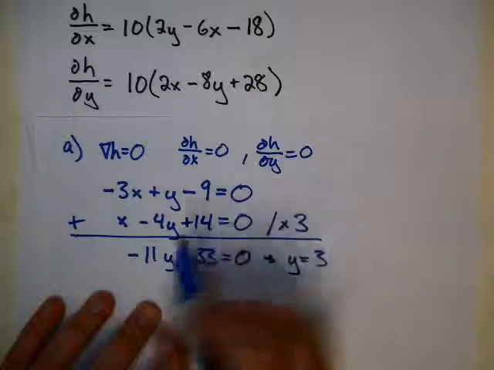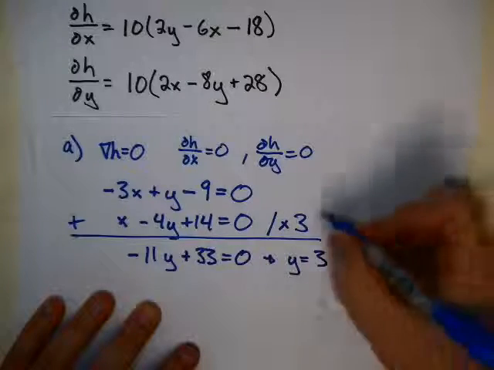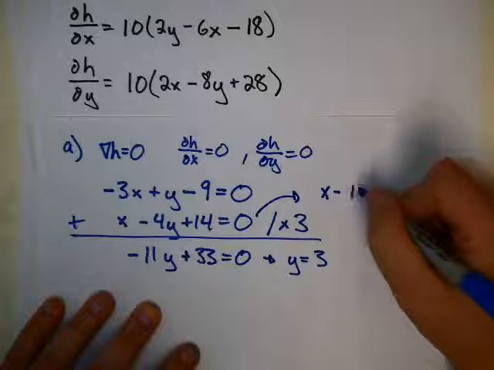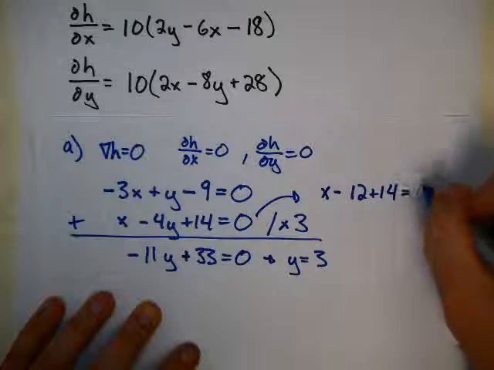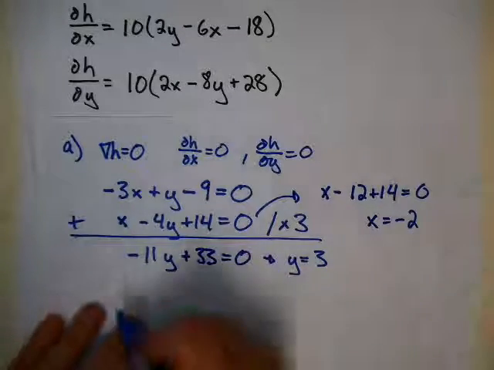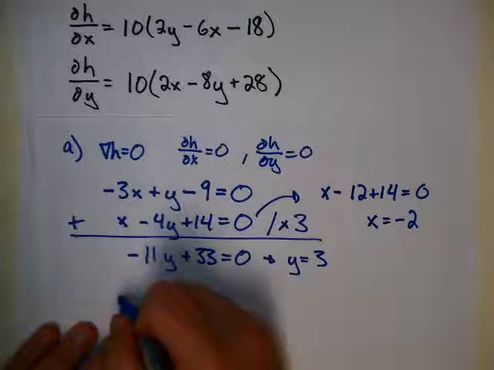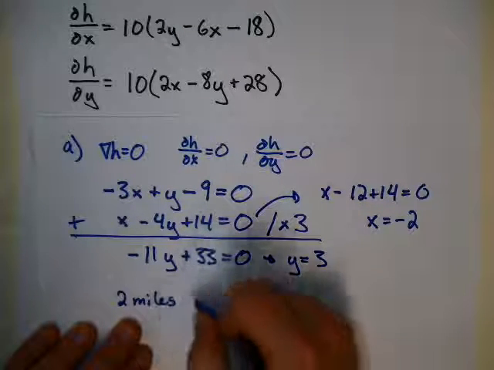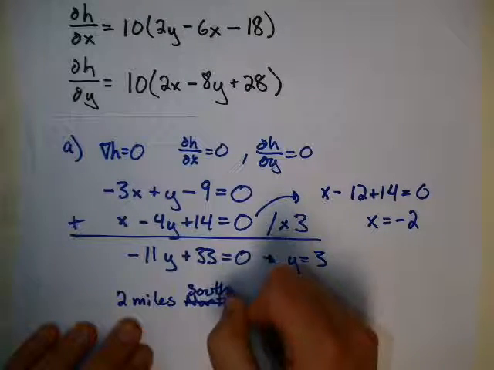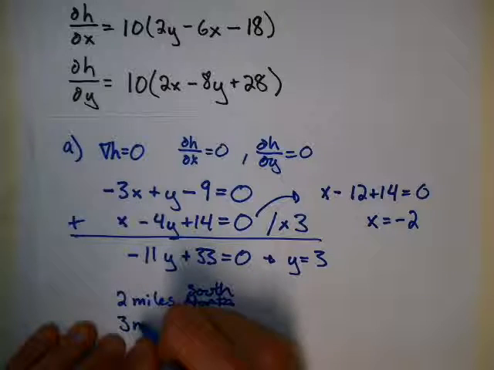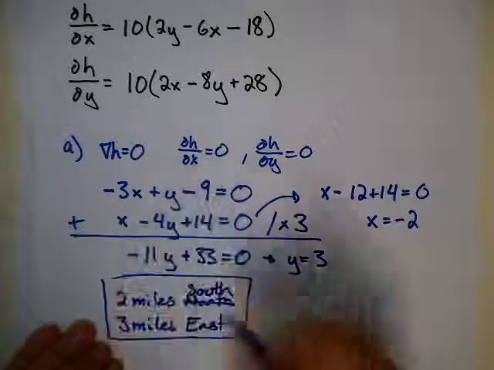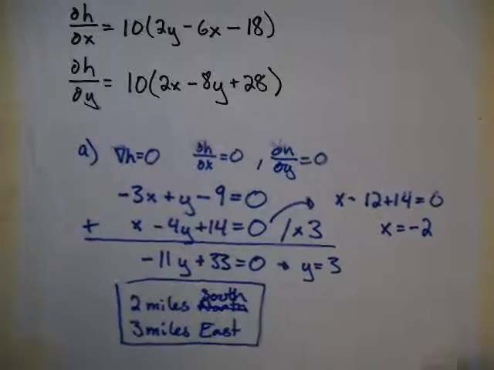I can then take this y and plug it into this equation here. This is going to give me that x minus 12 plus 14 is equal to 0. Solve that for x. x is equal to minus 2. And so the answer we are going to have is minus 2 miles north, which is 2 miles south, and 3 miles east. So that is the answer for part A of where is the maximum.